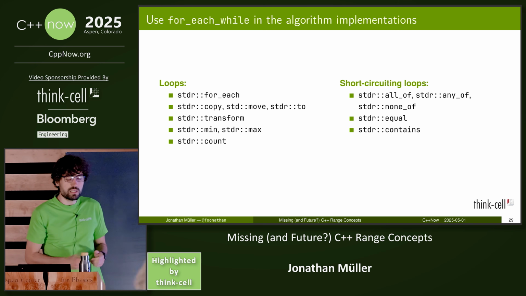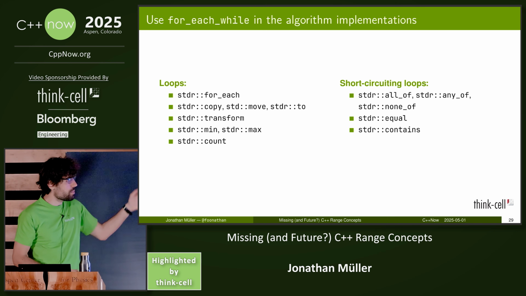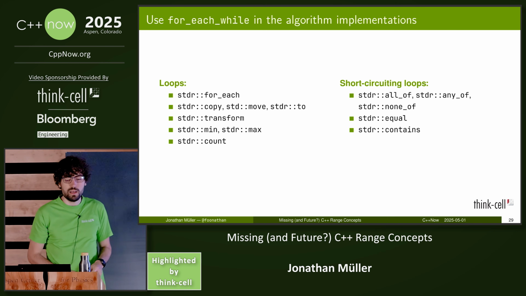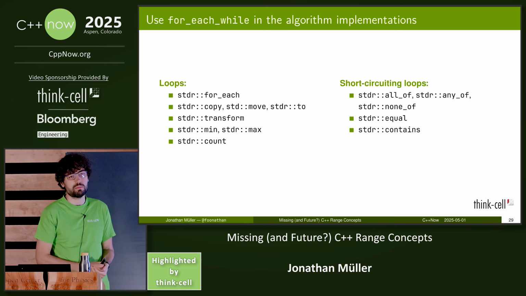Right? We can directly start using the for_each_while customization point in various algorithms. Like all the algorithms that are essentially loops, like for_each, copy, transform, min, max, count, they can all just use for_each_while instead of the range-based for loop and get a potential speedup.